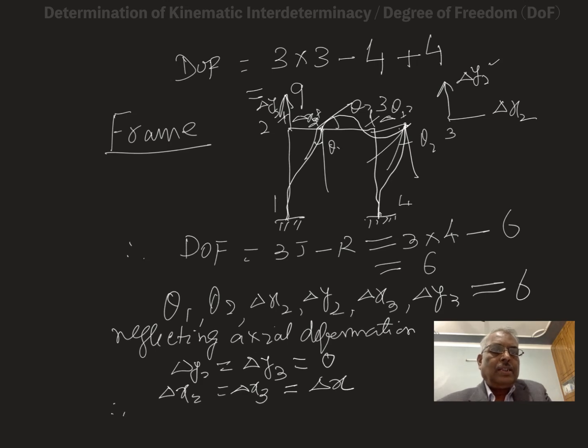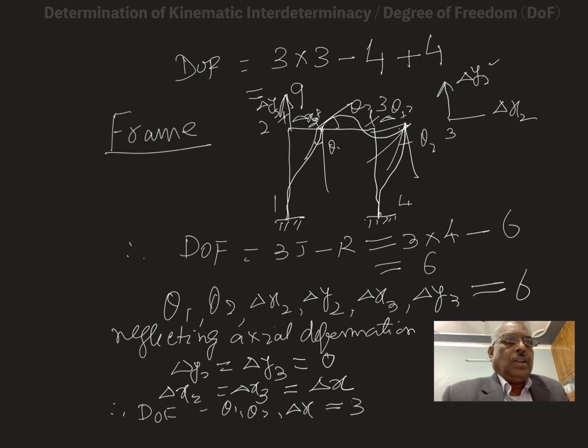So in that case, if the axial deformation is neglected, how many degrees of freedom? So delta 1, delta 2 and delta x, only 3 degrees of freedom will be there. So if anywhere in the question it is written that the axial deformation is neglected, then you have to give degree of freedom as 3. If it is not written, then degree of freedom will be 6.